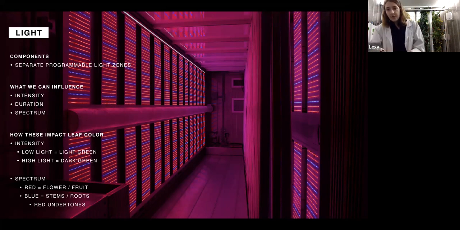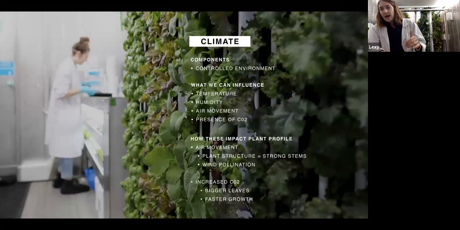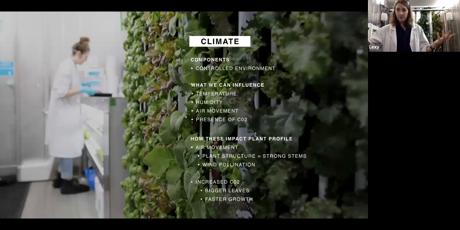And then lastly, that brings us to the climate aspect. Within controlled environment agriculture, we're able to control our environment. So that means we can control things like temperature, humidity, air movement, and the presence of CO2. And so most plants definitely have a specific temperature and humidity range that they're most comfortable in. So we can definitely dial that down in this space.